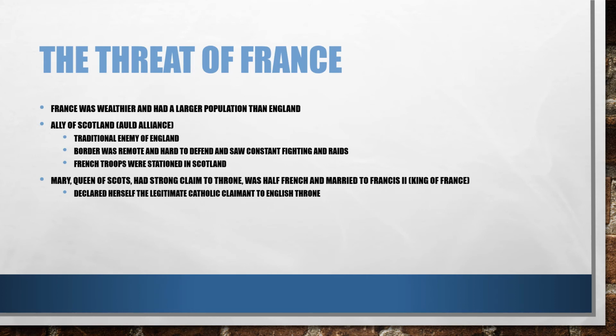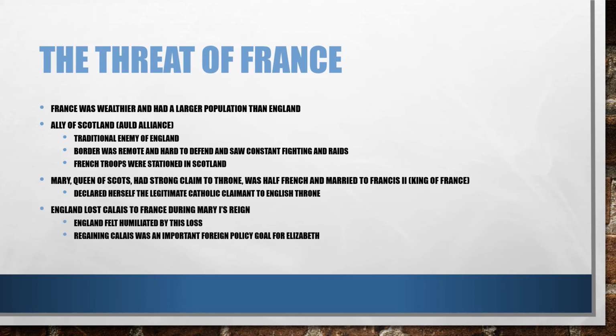Mary Queen of Scots, who was half Scottish and half French, had a strong claim to the throne. She was married to Francis II, the King of France, at the very beginning of Elizabeth's reign, and Mary Queen of Scots had declared herself the legitimate Catholic claimant to the English throne. This was primarily because Mary Queen of Scots was the great-granddaughter of Henry VII and had a legitimate claim to the throne based on that lineage.